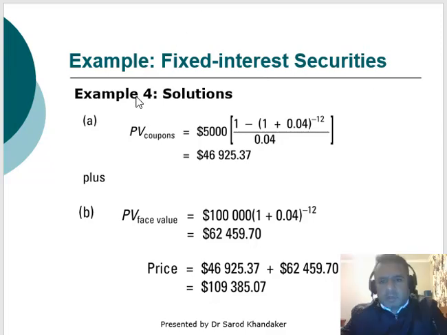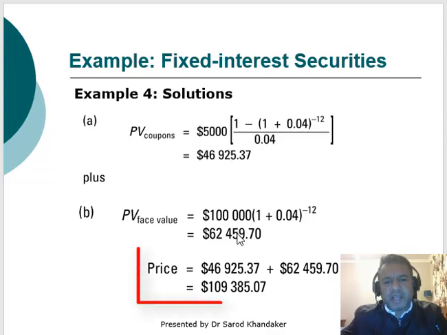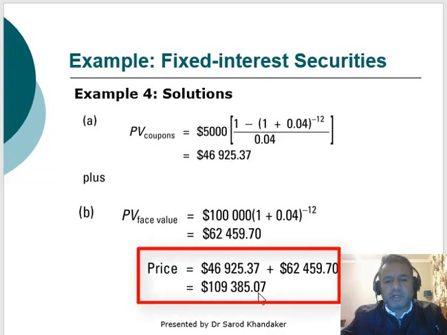If you put everything in this formula, you can find that the present value of the coupons will be $46,925.37, and the present value of the face value will be $62,459.70. If you add both these values, you will find the present value of the bond would be $109,385.07.